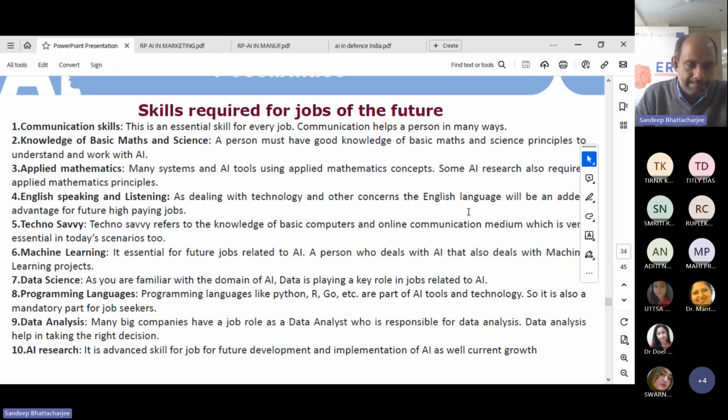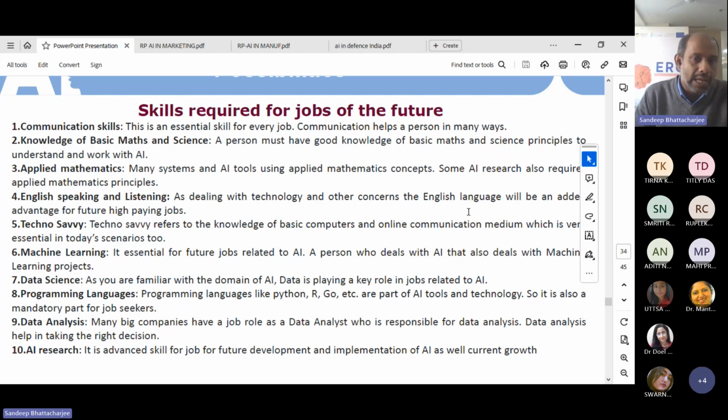Next, English speaking and listening. To deal with technology, the English language forms, of course, a very important advantage or added advantage for future high-paying jobs. Techno savvy, there is no way you can leave this out of the box. So you have to be techno savvy. You have to understand every time some new technology is coming. So whether it is Monday morning or Wednesday morning, you should know exactly what is there in the market at present. Of course, it can differ from one industry to other, but you should be aware of what is going on in at least one industry or your area of focus.